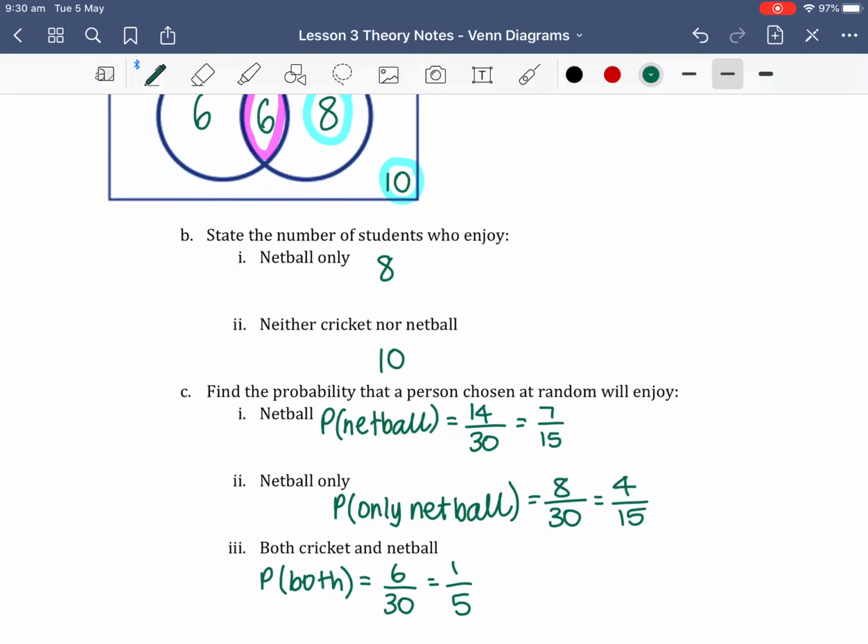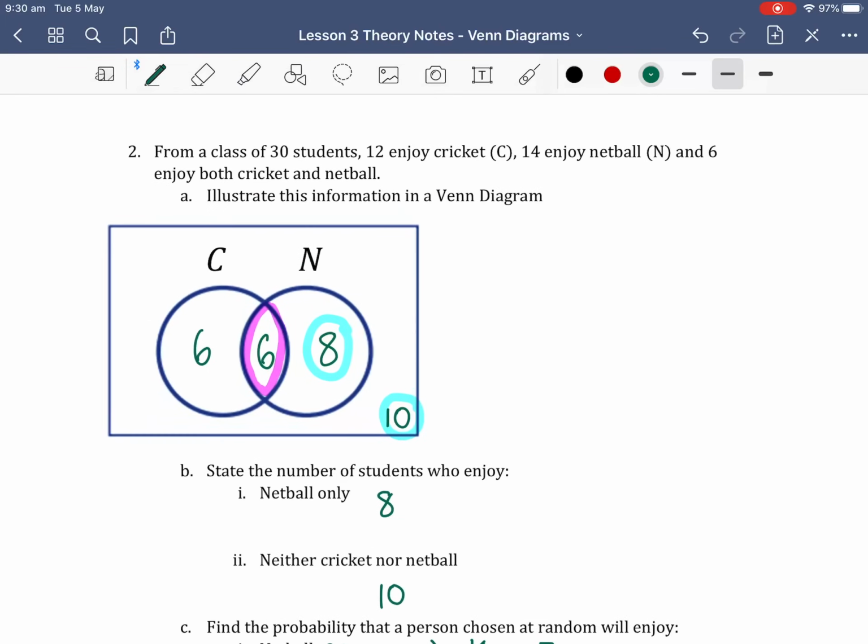And that is the end of the theory notes. Hopefully that makes sense and reinvigorates your mind on what Venn diagrams are.